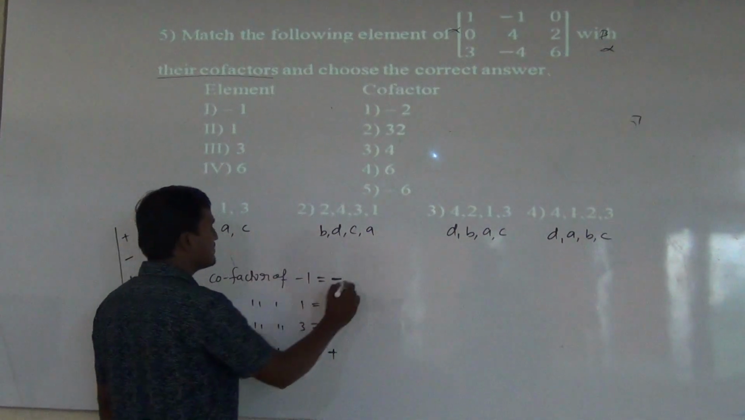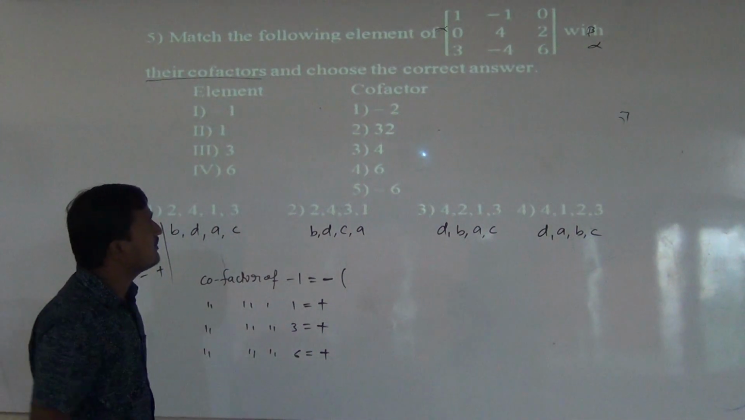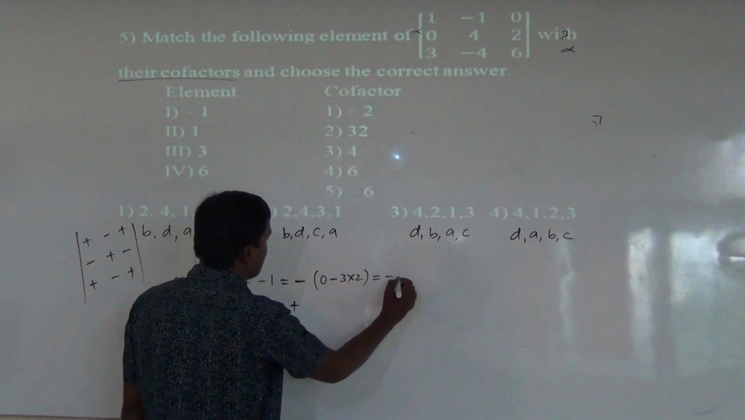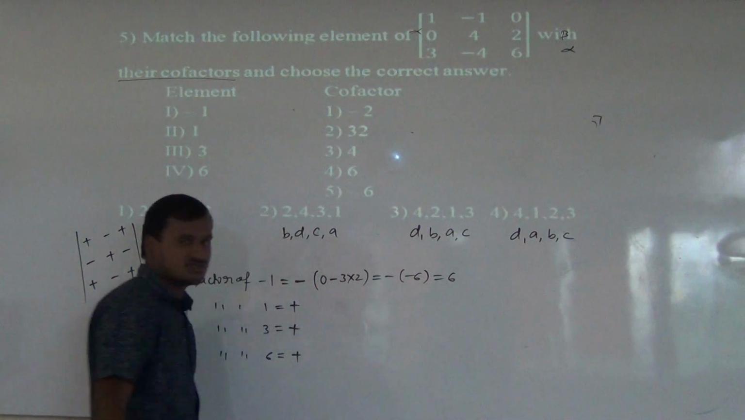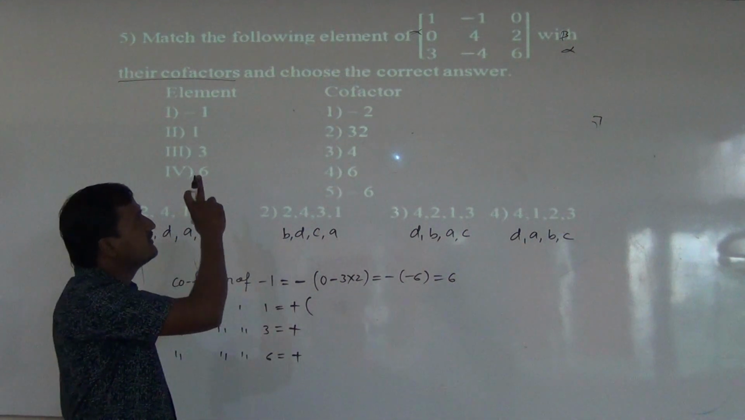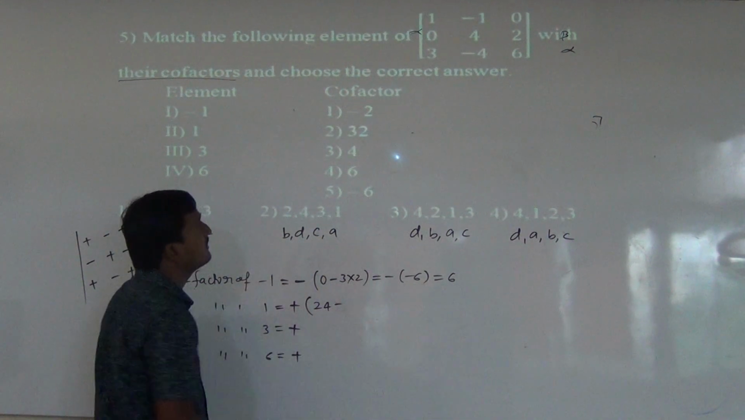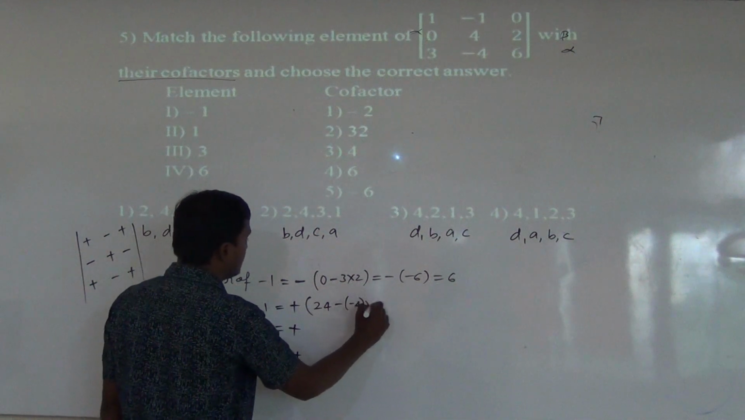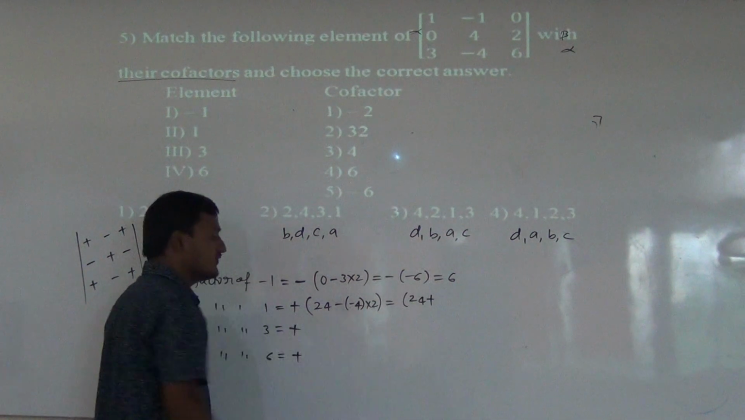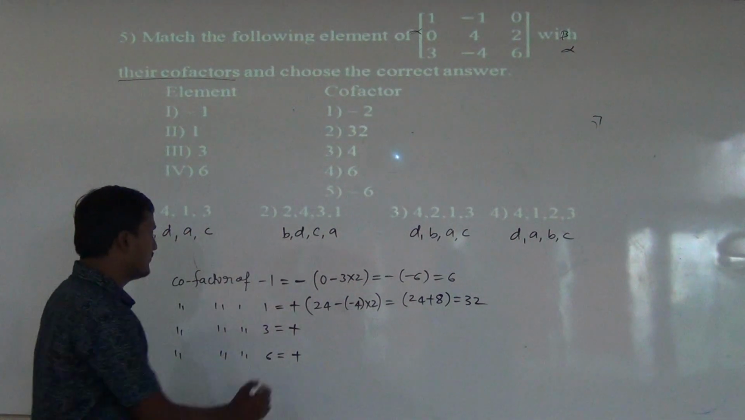So what is the cofactor of -1? To find the cofactor of -1, you have to leave the first row and the second column, that is 0 into 6 means 0, minus of 3 into 2, so therefore minus of minus 6, therefore your answer is 6, right? Cofactor of 1. To find the cofactor of 1, you should leave the first row and first column. 4 into 6 means 24, minus of minus 4 into 2, so it is 24 plus 8, therefore your answer is 32. Is it right?